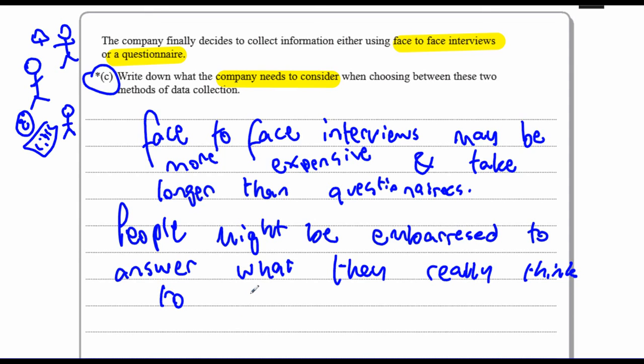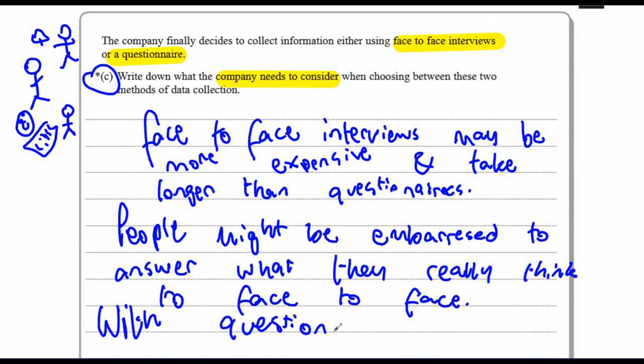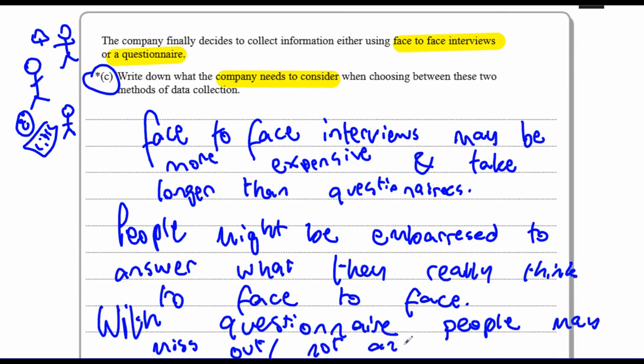To face-to-face. And a disadvantage of questionnaires: people might not fill in all questionnaires. They might leave gaps, or they might not answer all the questions, or they might not bother at all. With questionnaires, people may miss out questions. So we've put quite a lot of points down there, and that should get us 3 marks for the question.